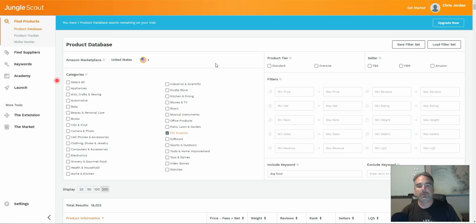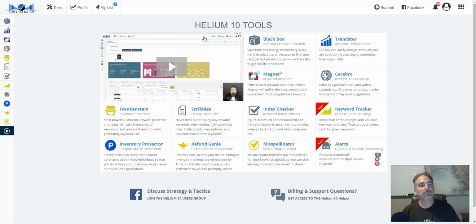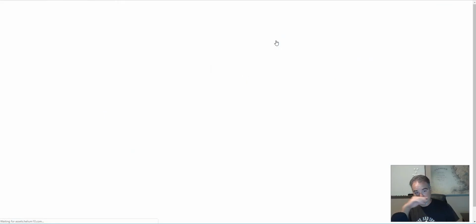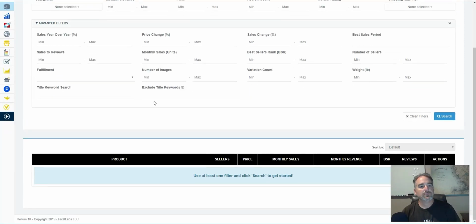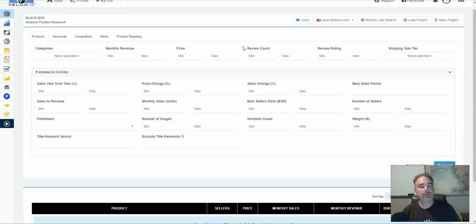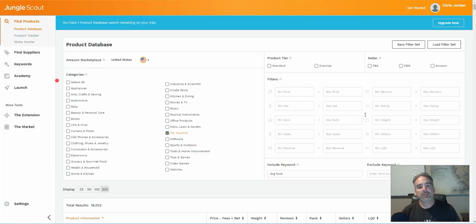To be quite honest, both software suites have this product database, and they both pretty much work the same. Helium 10, theirs is called Black Box, and you can put the same parameters in. Basically, you can just go in here and customize a search based on all kinds of parameters, and I'm not going to get into all of these things.